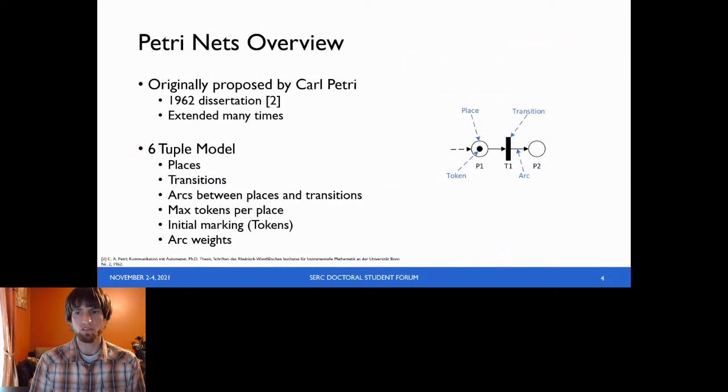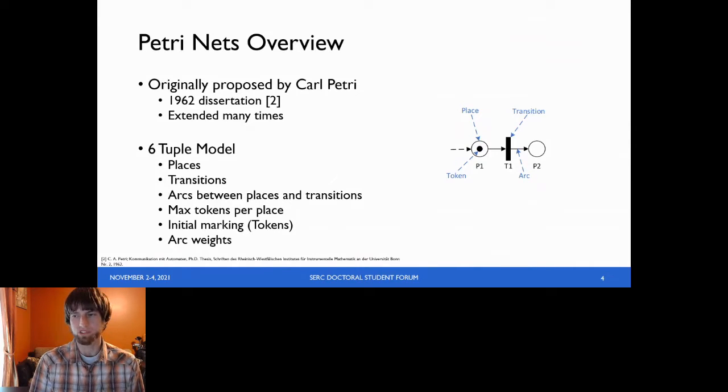Just an overview of Petrinets. Petrinets was originally proposed in Carl Petri's 1962 dissertation. Petrinets have been extended many times to include colored Petrinets, time Petrinets, and stochastic Petrinets. The basic Petrinet is a 6-tuple model that contains a place.